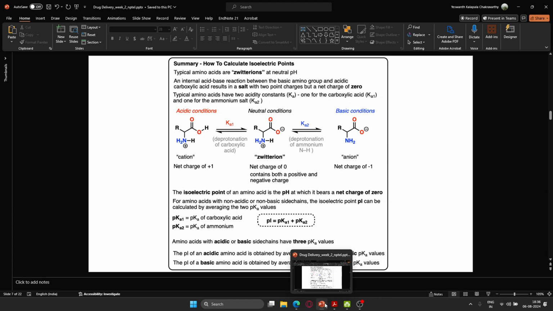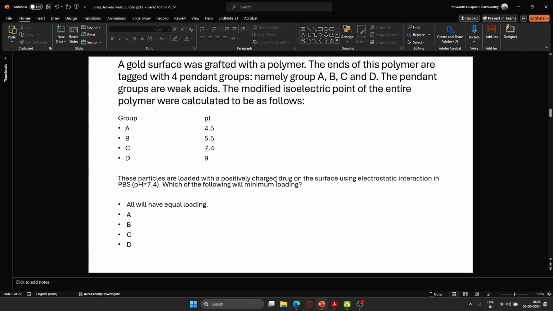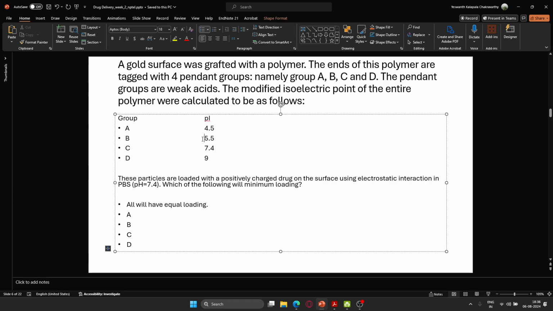Now, because you want to load a positive particle, positive and negative attract each other, and loading will be more. Similarly for B, the PI of B is 5.5. So at 5.5 pH, B will exist as a neutral ion. Now, if you make the conditions more basic by increasing the pH to 7.4, it will deprotonate the ammonium, gain a net negative charge, attract the positively charged drug, and loading will be good.